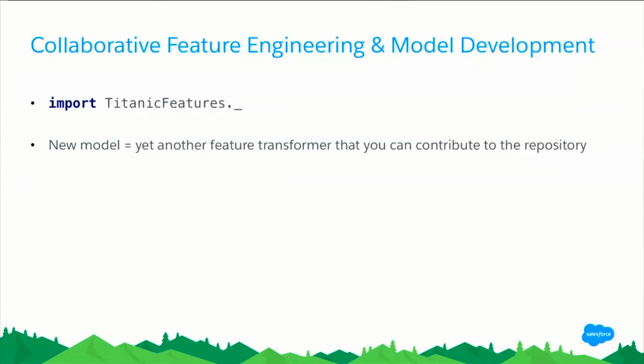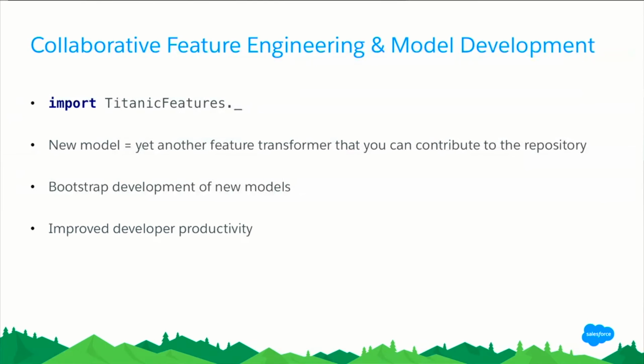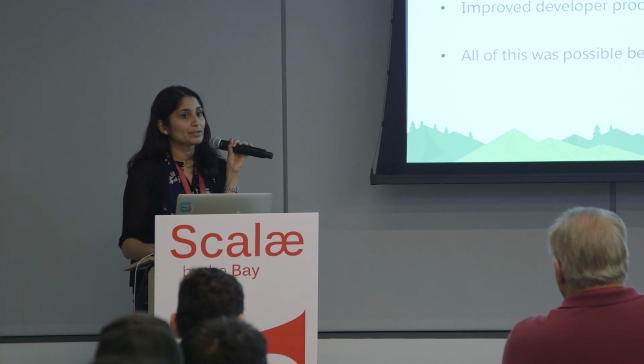Okay. So a new model would basically be just yet another feature transformer that I can contribute back to this repository, and people can use it without having to understand the details of how this model was built. So basically this has bootstrapped the development of new models, which is very useful in our environment where we have many different developers building many different apps on top of these common data sources. It's also tremendously improved developer productivity because of the compile time checks. And all of this was possible because of type safety.